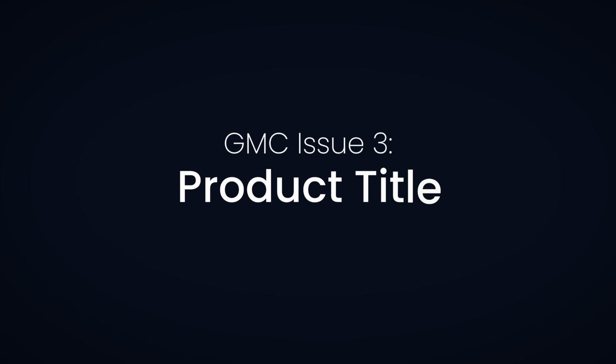Anyways, let's move into the third critical GMC audit area, which is product feed quality. And this is where most stores lose absolutely massive performance potential, because the biggest opportunity that we see in almost every single audit is product title optimization.